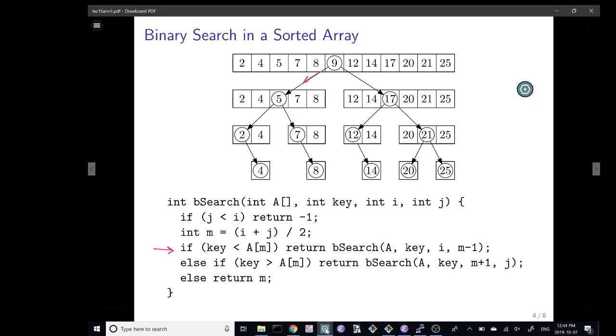Or if it's larger, go to the right and repeat recursively. Or you're lucky and you found it. And you stop. And you're done. Now the interesting thing about this is that we understand just from the structure of the array what elements will be compared based on the outcomes of the previous comparisons at every step.